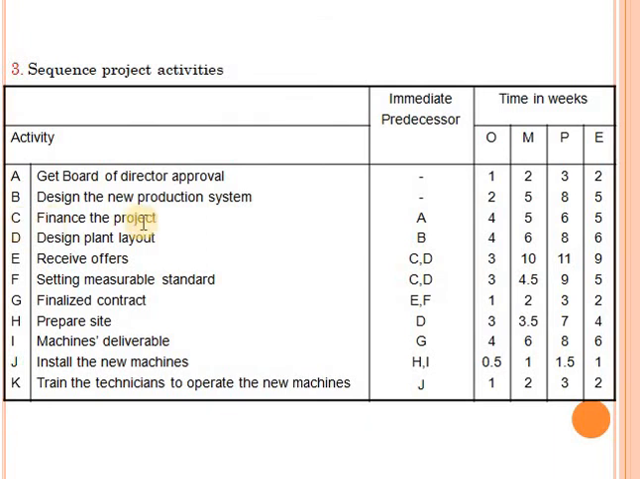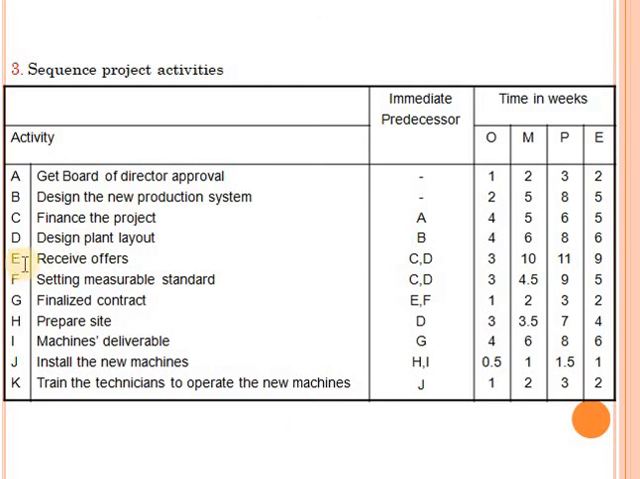So activity C, financing the project, has a predecessor of activity A. So what do I understand? I understand that before completing activity C, I must finish activity A that comes before C. Okay? C has A as its predecessor, so C has its activity A before it that must be completed. Activity D has B as its predecessor, so B comes before D. Or B has to be completed before I begin with activity D. Activity D cannot be completed unless I finish B.